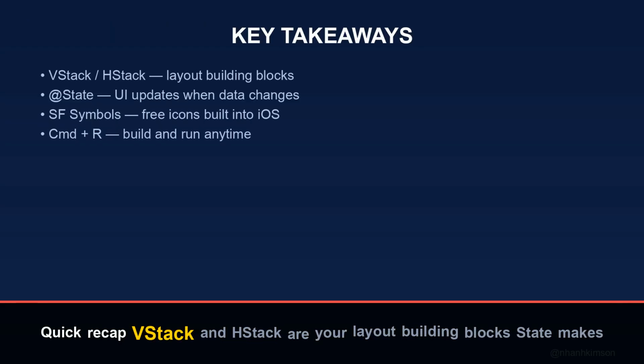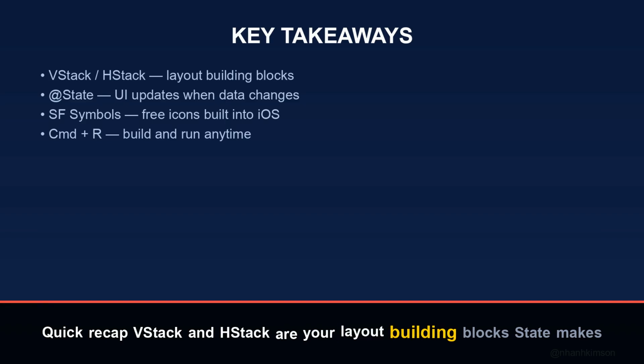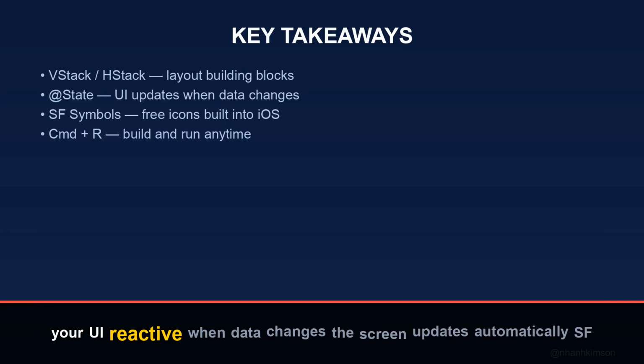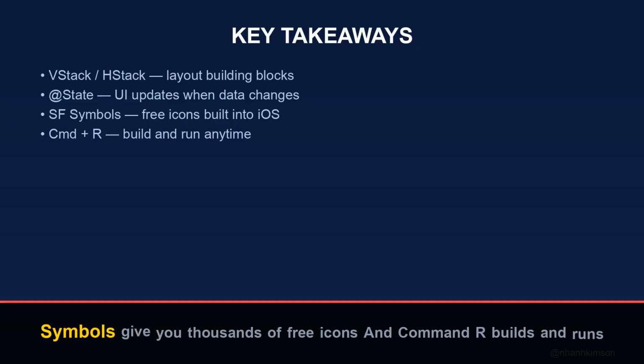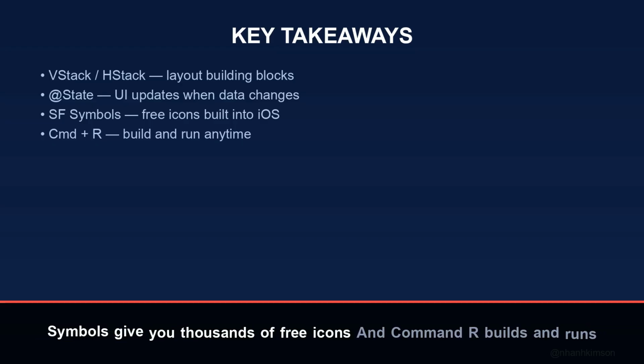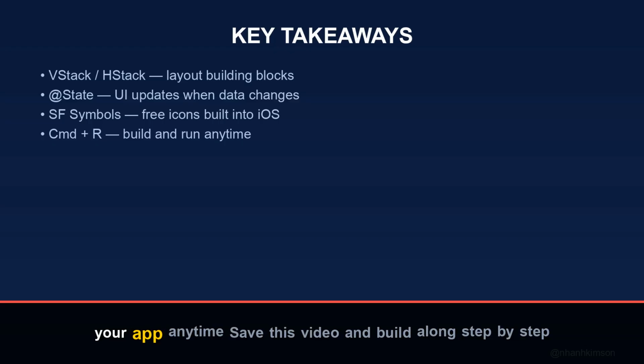Quick recap. VStack and HStack are your layout building blocks. State makes your UI reactive. When data changes, the screen updates automatically. SF symbols give you thousands of free icons. And Command R builds and runs your app anytime.